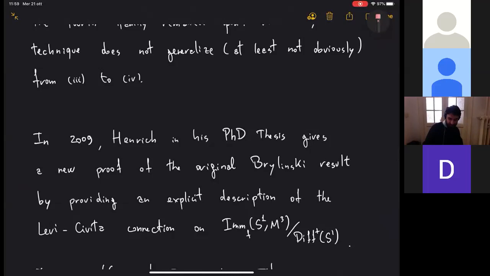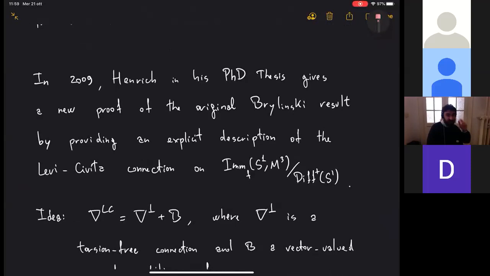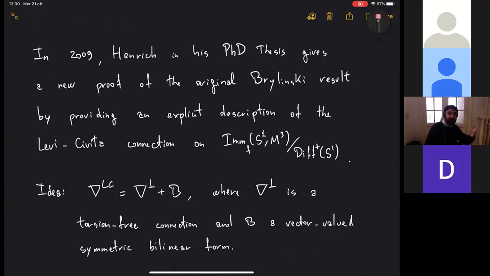And the idea is to write the Levi-Civita connection as some very explicit connection that I will call the Henrich connection, plus another term B. And as the Henrich connection, which I denote here by nabla perp, is already torsion free, then B will be symmetric. And this will guarantee that this nabla LC will be torsion free as well. And then all the ability is in choosing such a B in order that the sum nabla perp plus B is compatible with the metric. So by uniqueness, this will be the Levi-Civita connection.